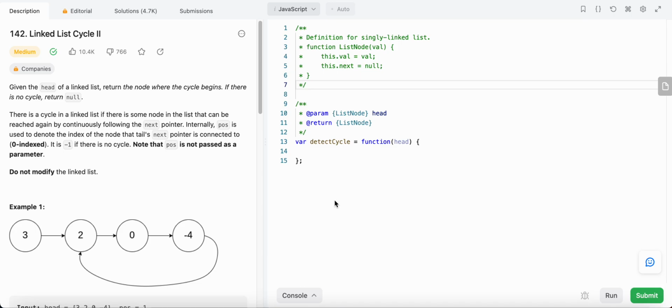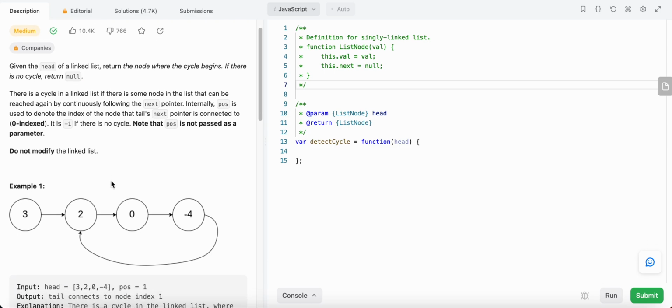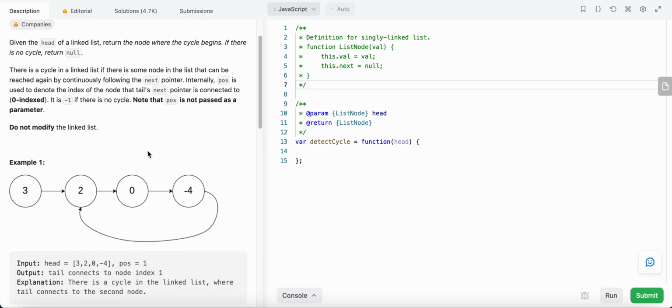Today I'm going to solve LeetCode problem number 142, Linked List Cycle II. In this problem we are given the head of a linked list and we need to return the node where the cycle begins. If there is no cycle, we just return a null value. So let's see how we could solve this problem.